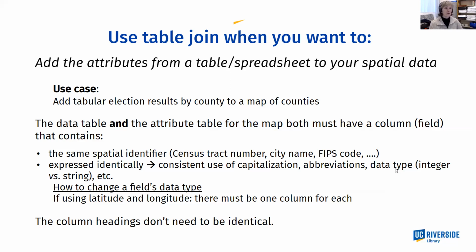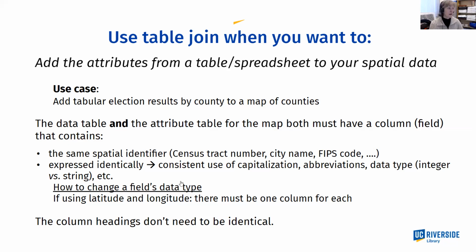Something else you might have to watch out for is the data type, like whether it's expressed as an integer or a string value, and that kind of thing. I've got a link in here that talks about what to do if you have a mismatch in the data type. It tells you how to change one of the data types so that they do match. If you have point data with latitude and longitude representing the point, in the data table there has to be one column for latitude and a separate column for longitude. It doesn't work if they're all smushed together into one column. So just be aware of that.